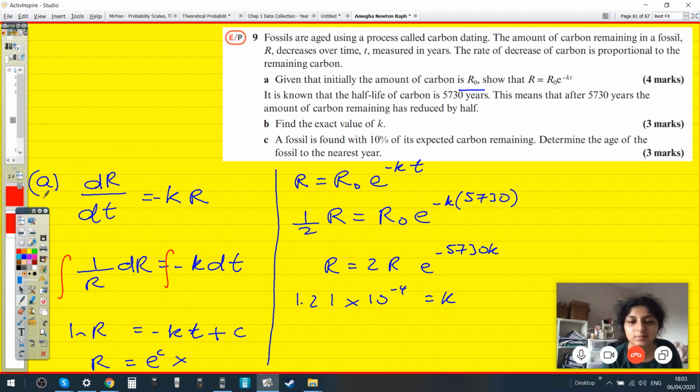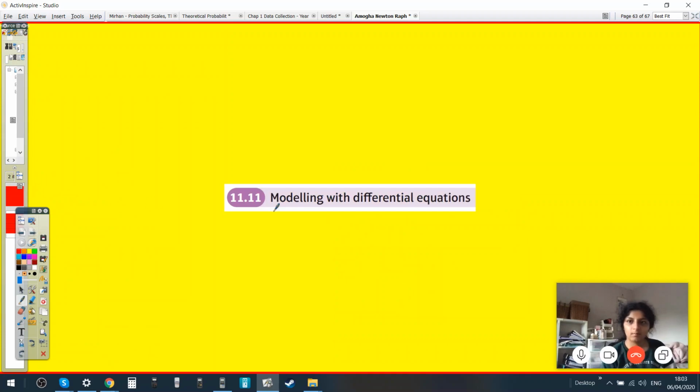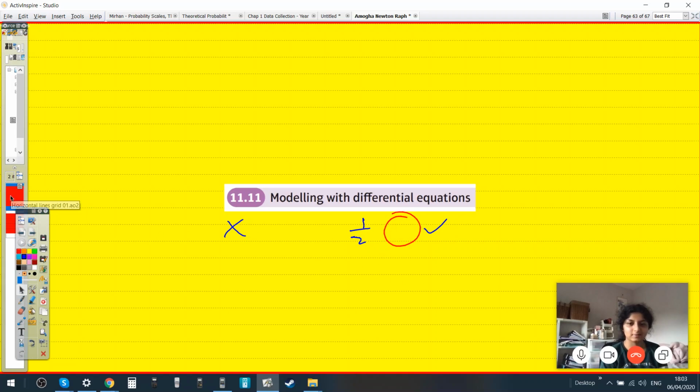And C, I'm sure you'll be fine. So that was the hardest one anyway. Modeling with differential equations. I sort of get it. I mostly understand it.